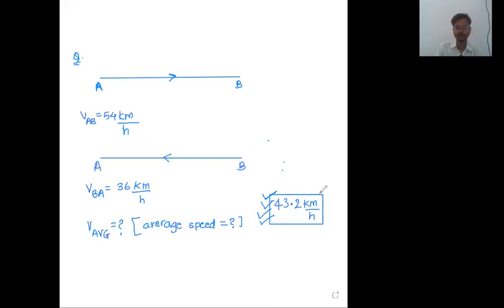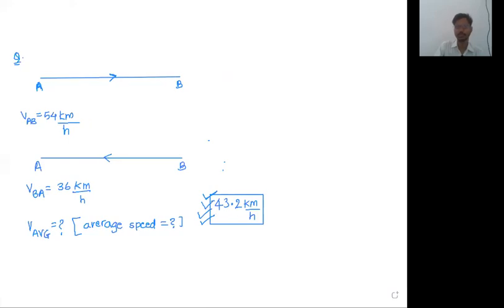Fine. Chalo, let us try to solve this. The method is very simple. Everyone observe the method. What is asked? Sir, average speed is asked. See how the questions in physics are to be solved. What is asked? Average speed is asked.